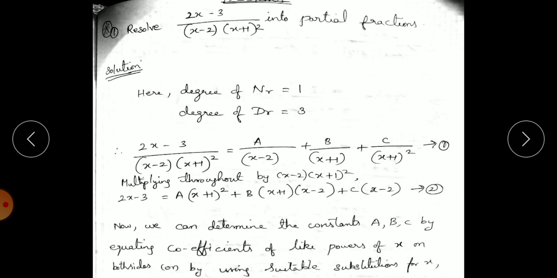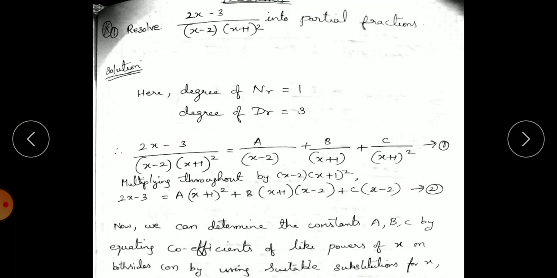First important question, a university question. Resolve (2x minus 3) divided by (x minus 2) into (x plus 1) the whole squared into partial fractions. Here first we have to see the numerator. The degree of x is 1. Next the denominator: (x plus 1) the whole squared is there. Again one more (x minus 2) is there.